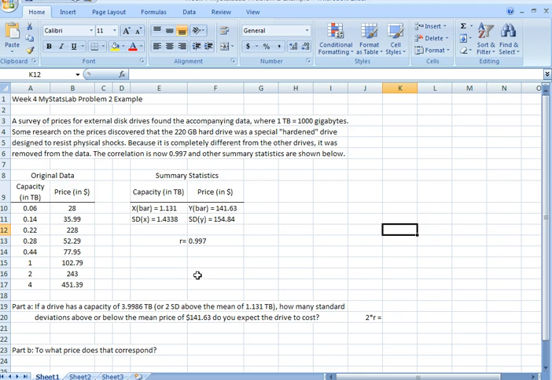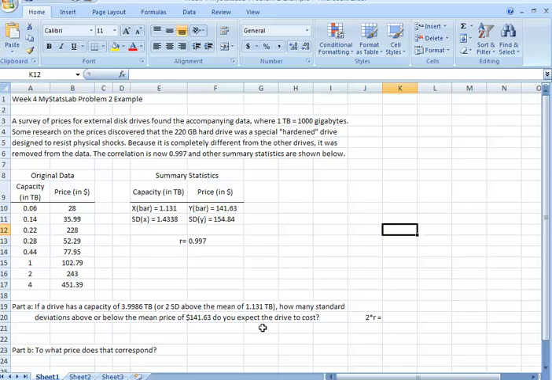So part A of this problem says, if a drive has a capacity of 3.9986 terabytes, or 2 standard deviations above the mean of 1.131 terabytes, how many standard deviations above or below the mean price of $141.63 do you expect the drive to cost?